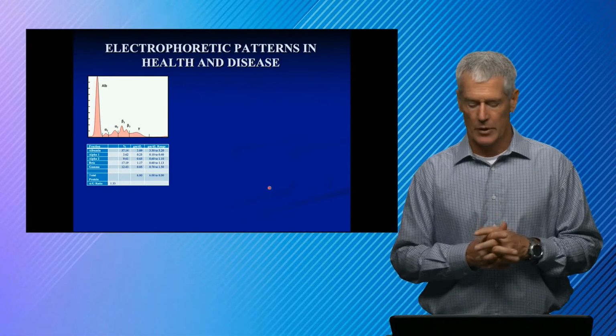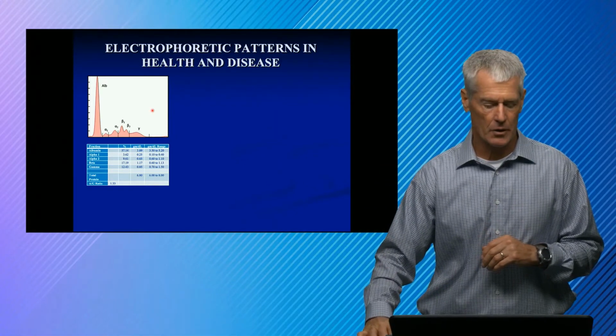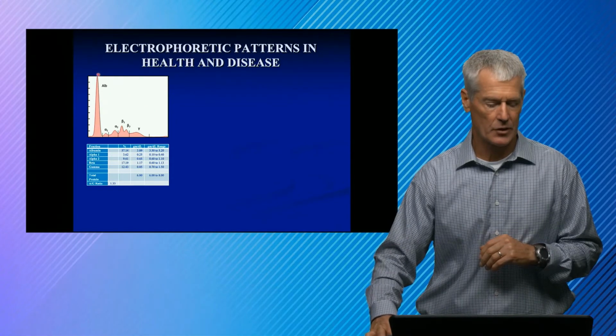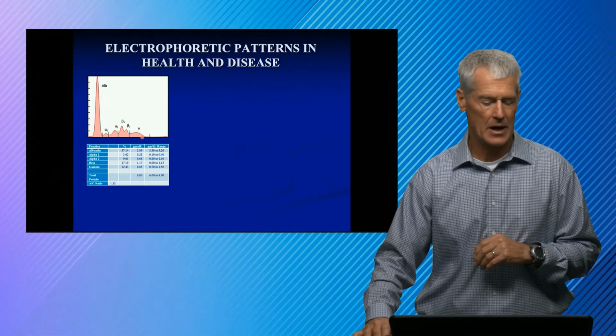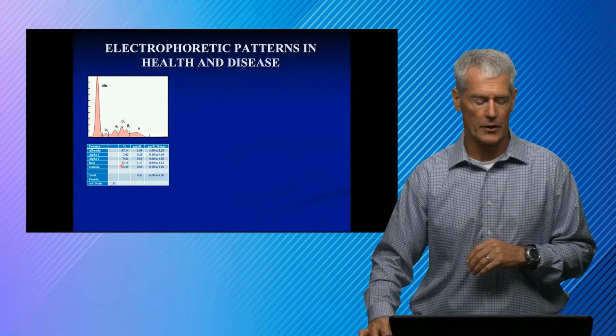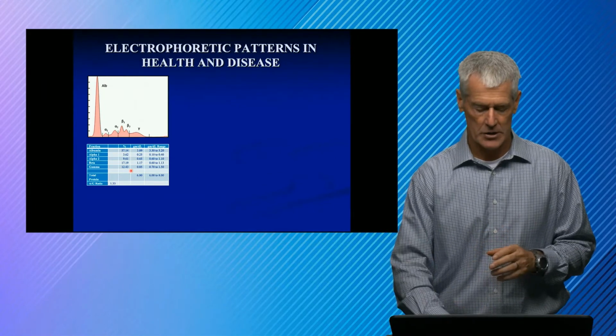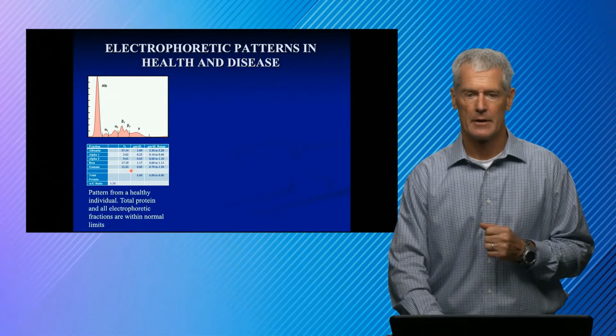So this is what an SPEP looks like in health. Again, our main protein in serum is albumin, alpha-1, alpha-2, beta-1, beta-2, and then this polyclonal immunoglobulin region here. And, you know, we give the normal ranges, and all of those are within the normal range, so that would be consistent with a normal SPEP.